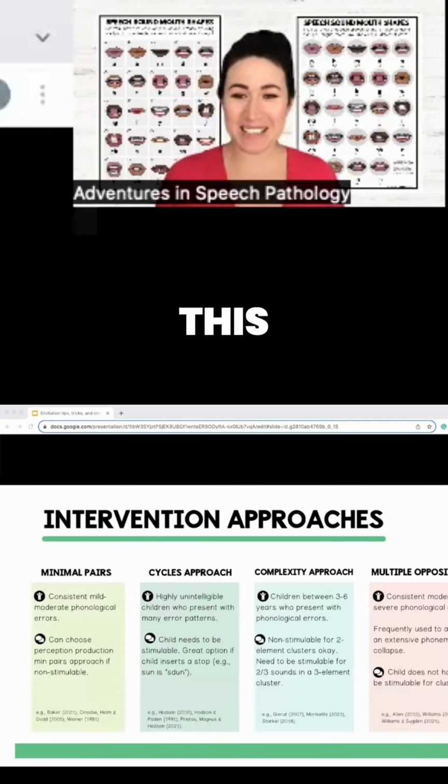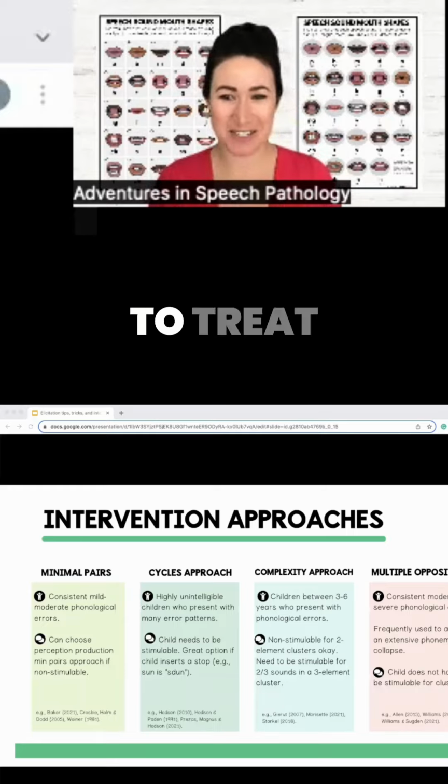Now, I'm going to say this up front: there is no correct way to treat cluster reduction.